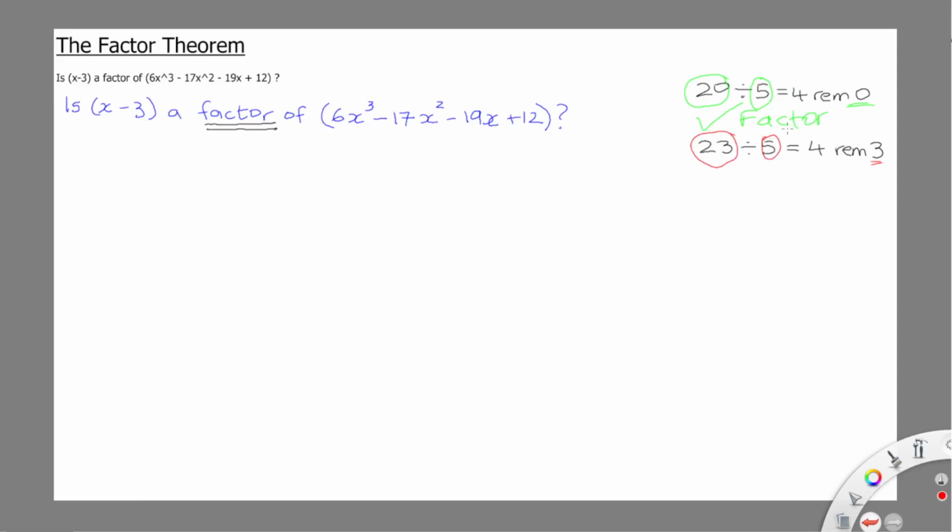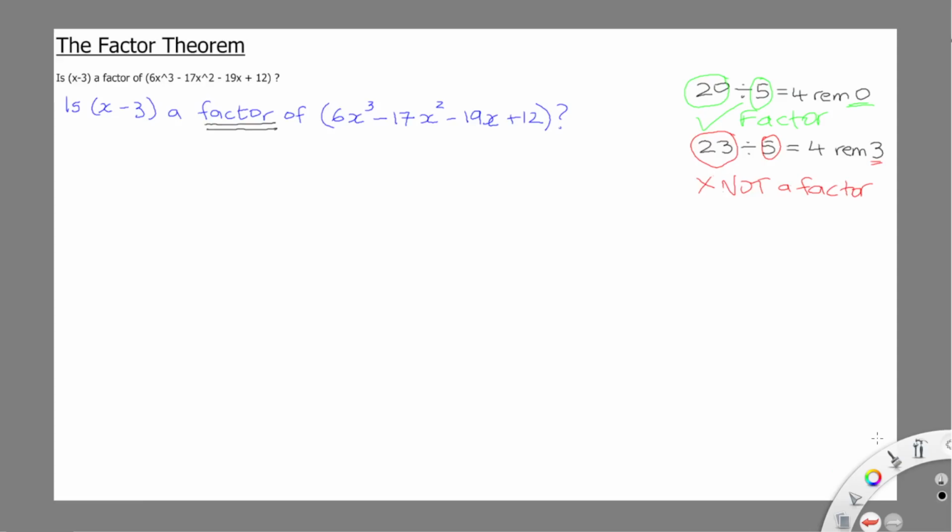And that's what factor means. Something is a factor of something else if you divide one by the other and you get a remainder of 0. If you divide one by the other, on the other hand, and get a remainder that's not 0, like 3 in this case, then that is not a factor. And that's all a factor means. Either the remainder is 0, in which case it was a factor, or the remainder was not 0, in which case it is not a factor.